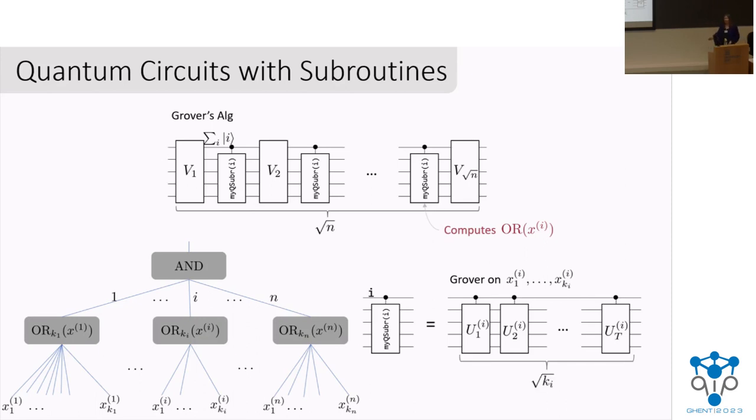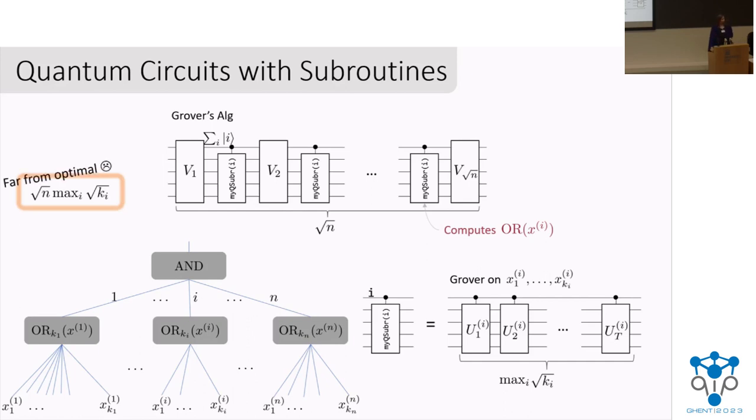But again, it's unclear how we could make use of the fact that the square root of ki might be much smaller for certain I. Naively, we actually have to have our subroutine use max over I of square root of ki steps, which gives a total cost of square root of n times the maximum over I of square root of ki, since we call the subroutine square root of n times. And unfortunately, it's known that this is far from optimal.